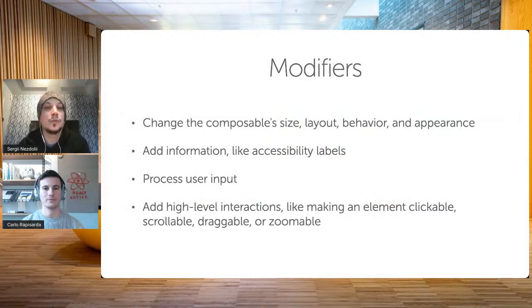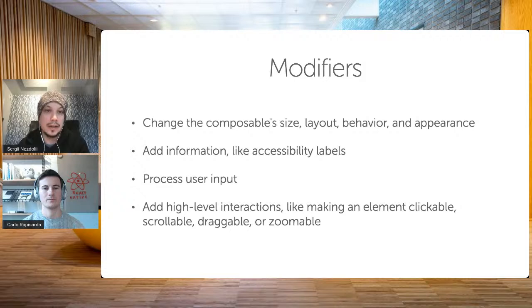For that, we can use modifiers. And the modifiers allow you to change the composable size, the layout, the appearance, or add high-level interactions with that, such as making an element clickable. And you can also change them to create richer composables. You can also process the user input if you need that there and react on that. And an important part to have in mind is that the order of the modifiers matters. So if you have double padding, you will need to think about how to properly add them.